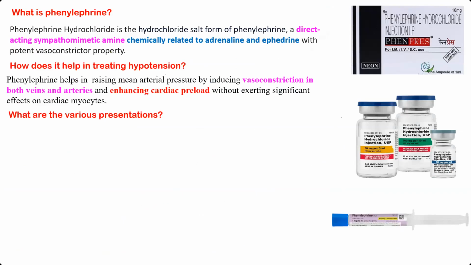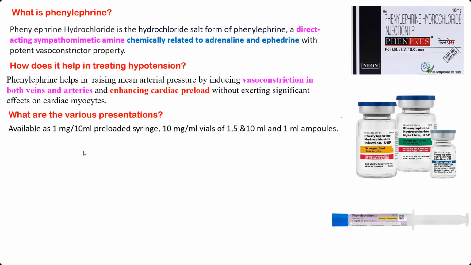Normally it is cumbersome to dilute first 10 milligram to 10 ml, then take 1 cc of that and dilute it again to 10 ml. That is how we use it to get a dilution of 100 micrograms per ml. Isn't it? Are you using it like that? Yes, sir. So it is available as 1 milligram in 10 ml preloaded syringe or 10 milligram in 1 ml ampules.